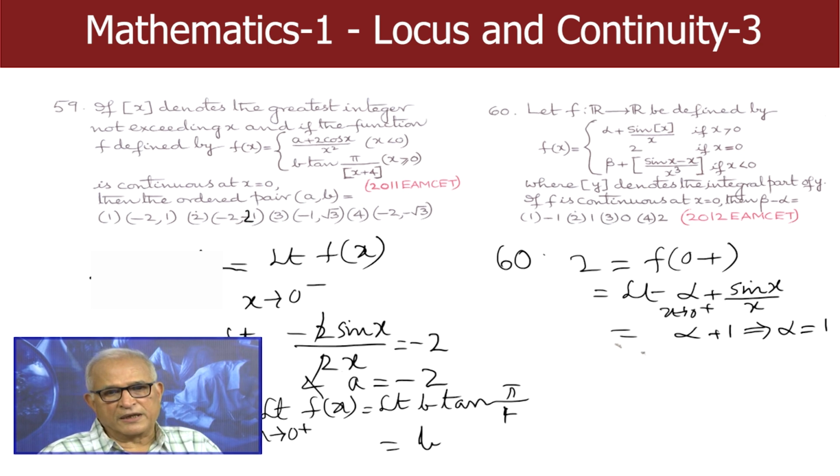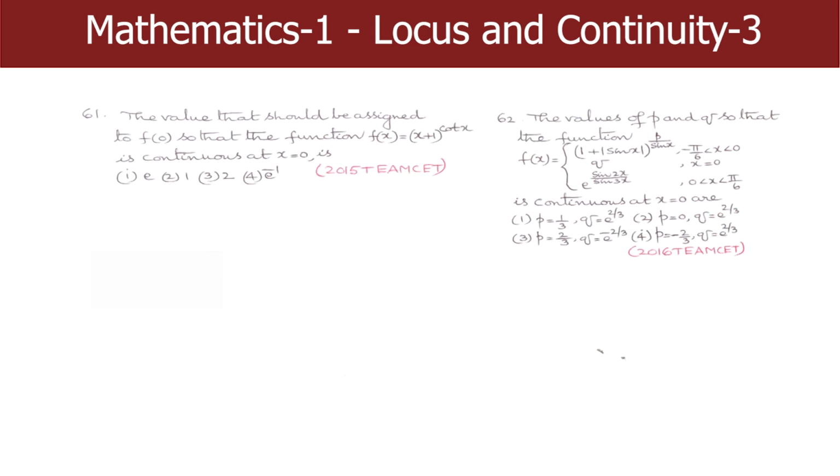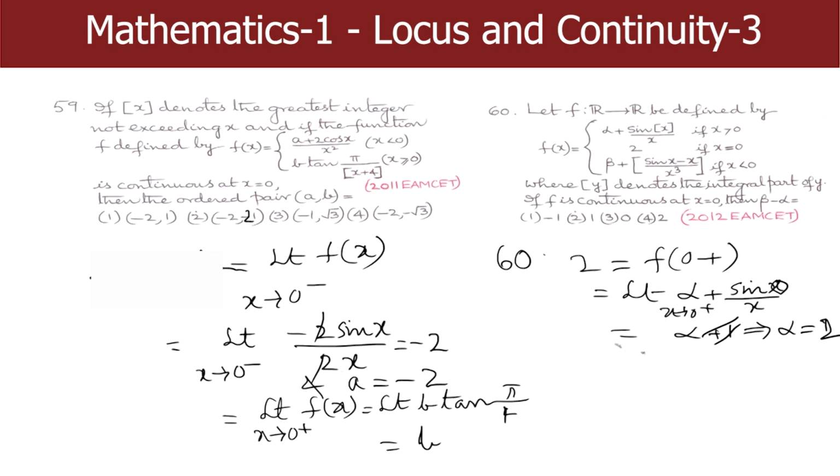Sin bracket x becomes sin x only whenever x is positive, in the open interval 0, 1, where bracket x is 0. When x tends to 0 plus, bracket x is 0. So, therefore, this is sin 0. So, therefore, alpha equal to 2. Sorry. Whenever x tends to 0 plus, limit bracket x is 0.